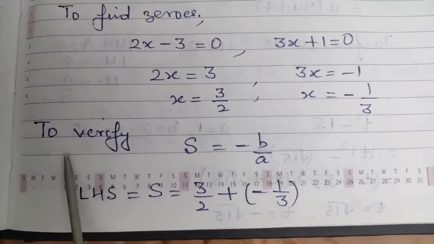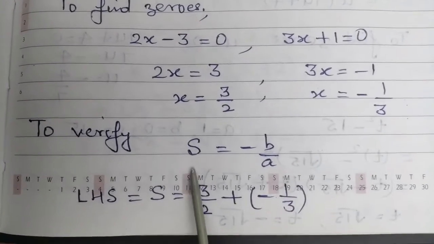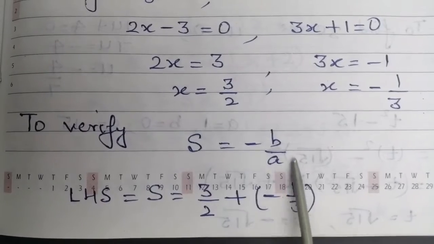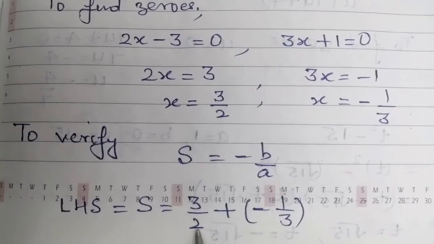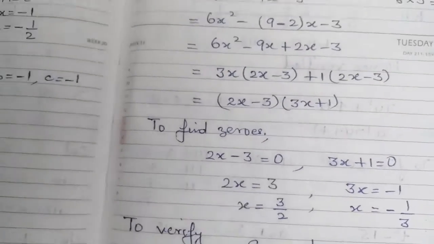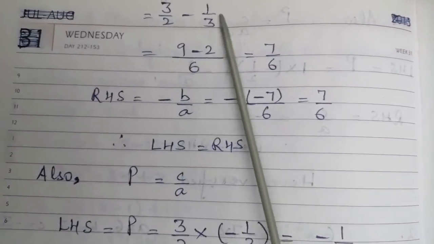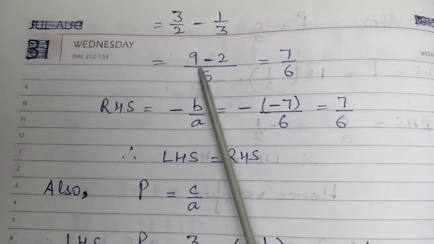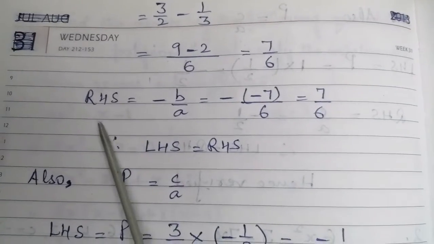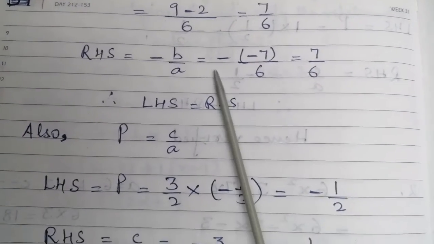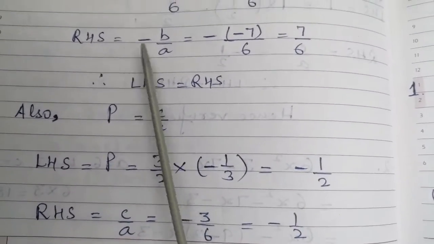Now we verify the relationship between zeros and coefficients. So first is S is equal to −b/a. Now this is the left hand side, this is the right hand side, right? So LHS is S. Add both the zeros, 3/2 plus (−1/3). Simplify, right? 3/2 − 1/3, take LCM, that is 6. So in the numerator 9 − 2 will be 7. So I get 7/6. RHS is −b/a, right? So −(−7)/6, that is 7/6. So both left hand side and right hand side are equal.